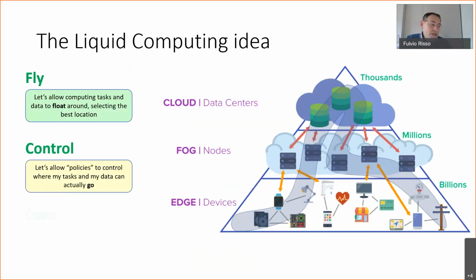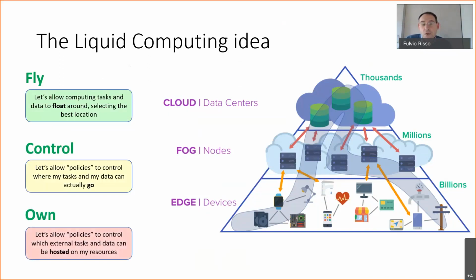And the third ingredient is ownership, because, you know, maybe resources are not all mine. So maybe I share resources or I borrow resources from another company, another provider. So I would like to be in control of what I share and what I get. So basically, that's the third pillar.